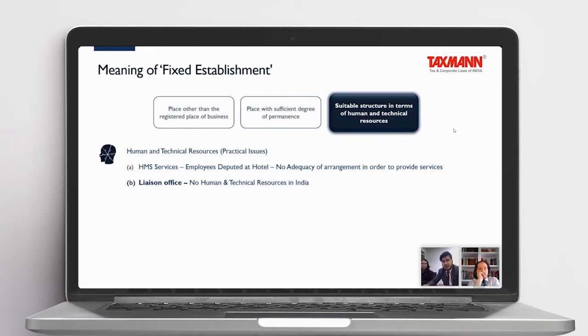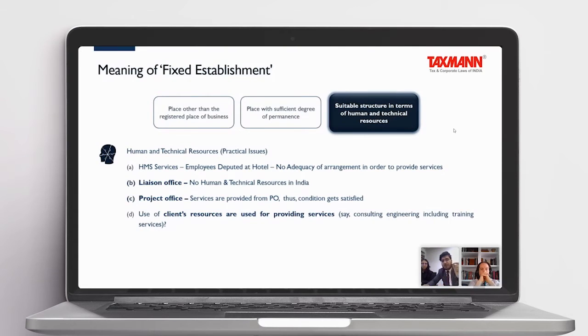Liaison office. A liaison office in India is basically for the liaisoning activity mainly. So there are no human and technical resources in India. Therefore, we cannot say that there exists a suitable structure in terms of human and technical resources. Project office, as we discussed in the last part, the employees who perform the contract are deputed at the project office from where they make a supply. So in this case, we can say that yes, there is a suitable structure in terms of the human and technical resources.